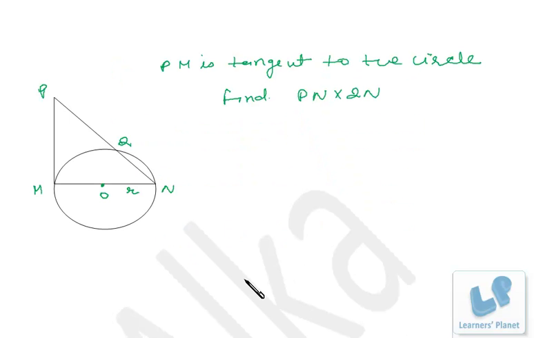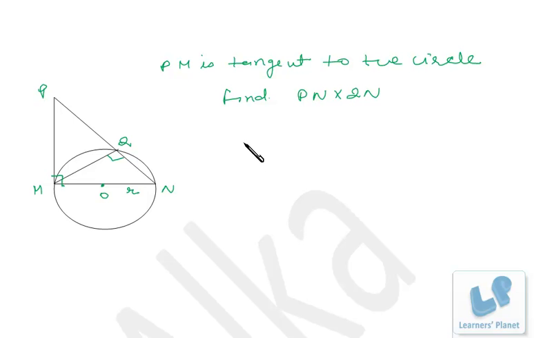Now let's take this question. You try this problem. Here PM is tangent to the circle and we have to find out PN into QN. O is the center of circle and R is the radius of this circle. So this information is given and using this information we have to find out PN into QN. The first thing that I'm going to do over here is just joining M and Q, right?